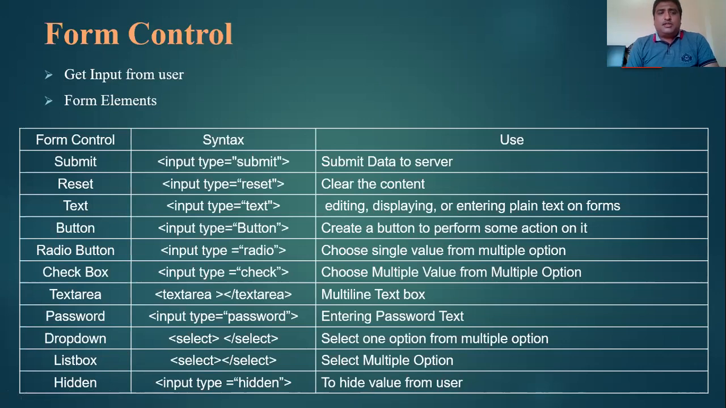A drop down example is, whenever we want to choose our country from a multiple country list, we select one. Next one is the list box, where we can choose multiple options from the list. Its syntax is select, and we use the attribute multiple here. Next is the hidden tag. Hidden tag is used to hide the value from the user. Its syntax is input type is equal to hidden.